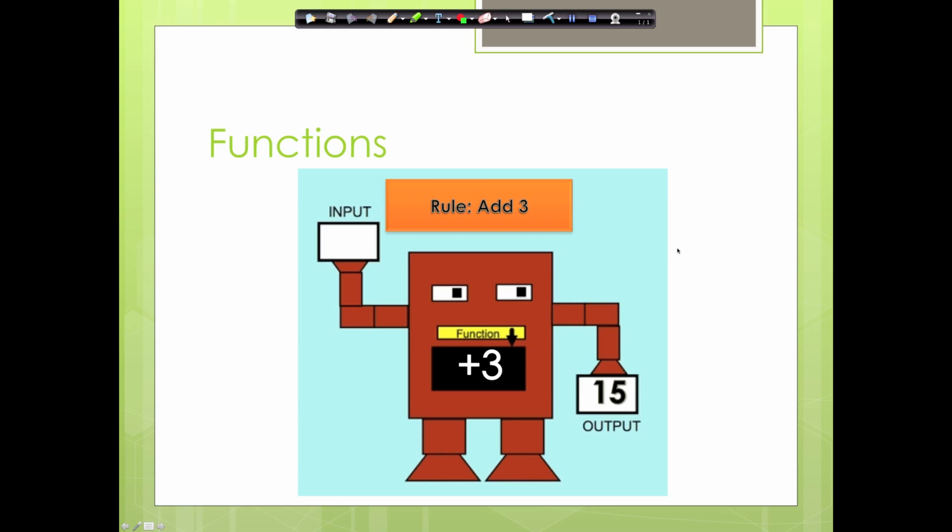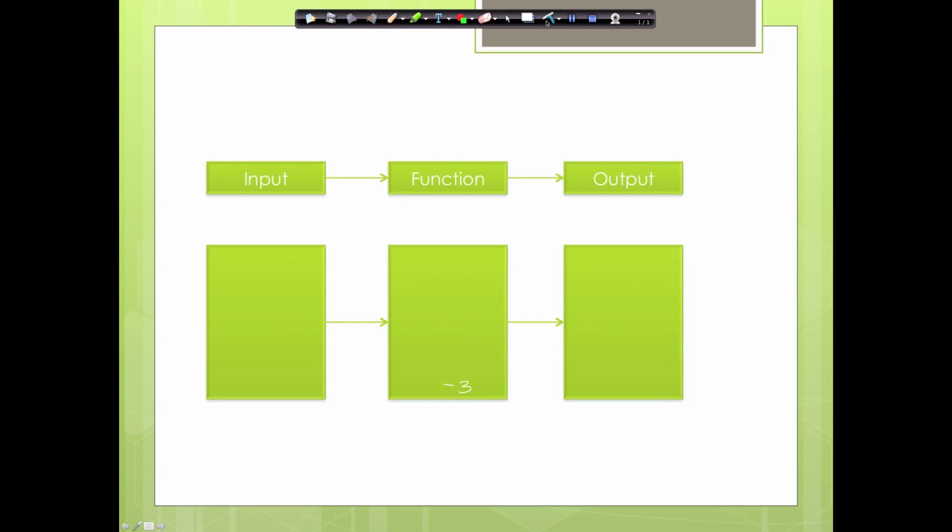Okay, for this last one, I'm told that the output is 15. So I need to go backwards in my function machine. That means I need to do the opposite of what the rule is. So if I've got plus 3, the opposite is going to be minus 3. So I put the 15 in, I minus the 3, and I get 12. Now if I go forwards, I can check 12 plus 3 gives me the 15, so we know that is correct.